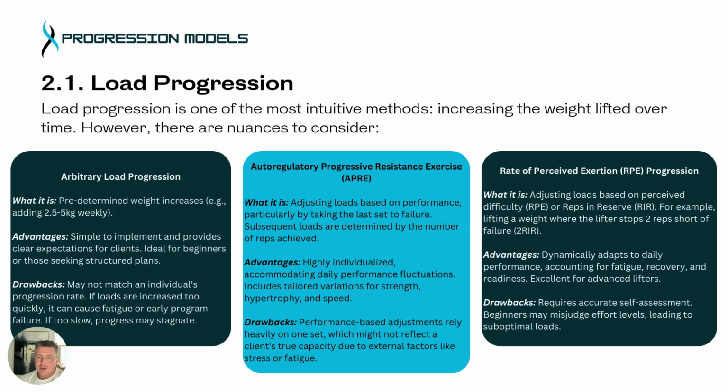And you've got an RPE progression, which is base loads based on perceived difficulty. That's a really good method, which you can also use rep ranges for, that adapts for daily performance, accounts for fatigue, recovery, and readiness. So it's really good for advanced lifters. The problem is it requires pretty good self-assessment, and beginners misjudge it all the time. Even advanced lifters misjudge it all the time. So I don't use it too much. The main one I use is, can you lift more? Yes. And then we keep going from there.